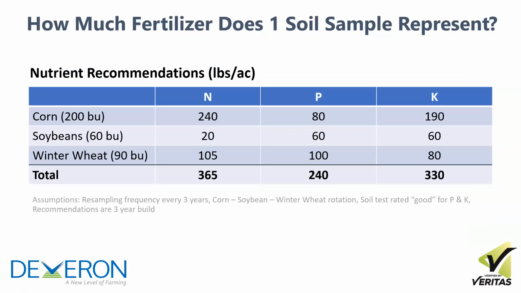So when we look at how much fertilizer one soil sample represents, or how much we need to apply to a farm, let's take a look at a 3-year rotation: corn, soybean, and winter wheat. I just threw in these bushels for some rough numbers. Obviously, this changes depending on where you're at in North America and what your overall bushels are. But we're looking at 365 pounds of actual nitrogen, 240 pounds of actual phosphorus, and 330 pounds of actual potassium required just to grow that crop over that 3-year period.